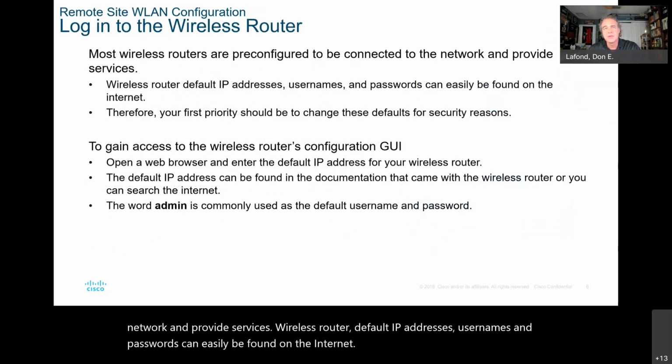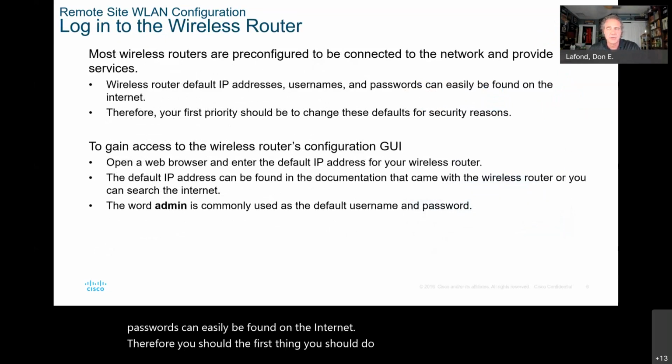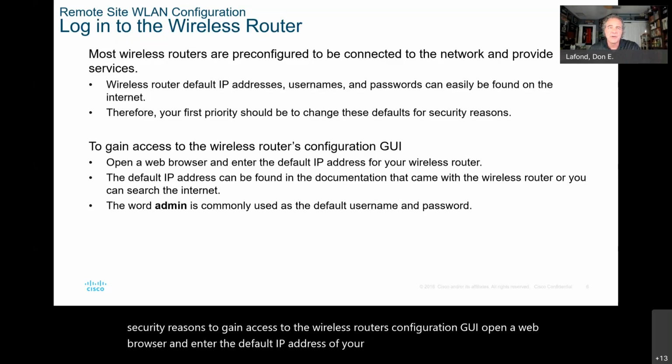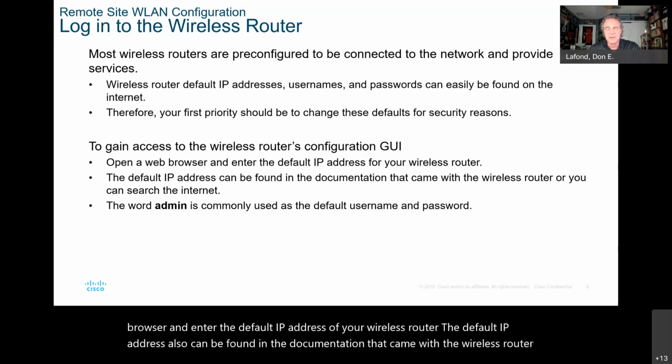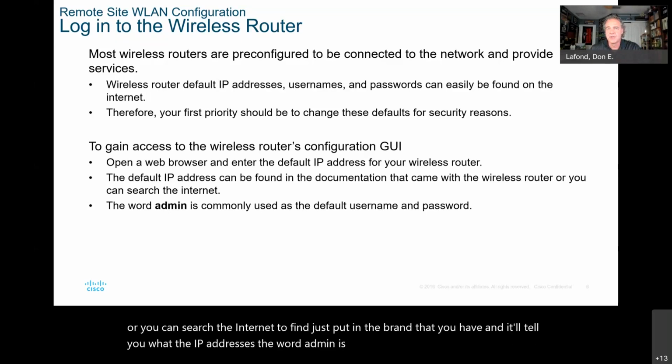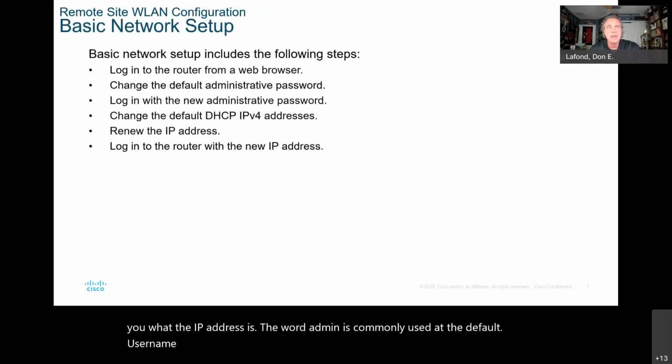Therefore, the first thing you should do is to change the defaults for security reasons. To gain access to the wireless router's configuration GUI, open a web browser and enter the default IP address of your wireless router. The default IP address also can be found in the documentation that came with the wireless router, or you can search the internet. Just put in the brand that you have and it'll tell you what the IP address is. The word admin is commonly used as the default username and password.